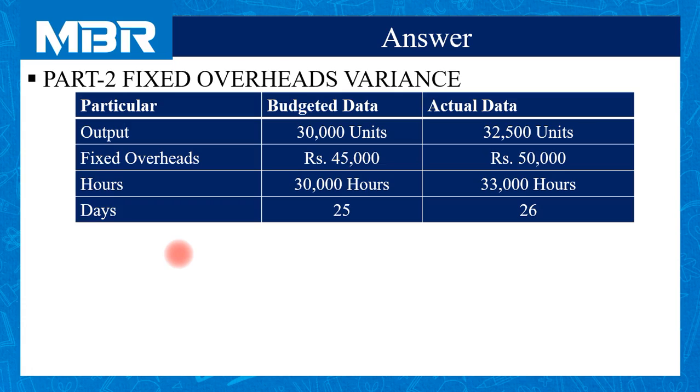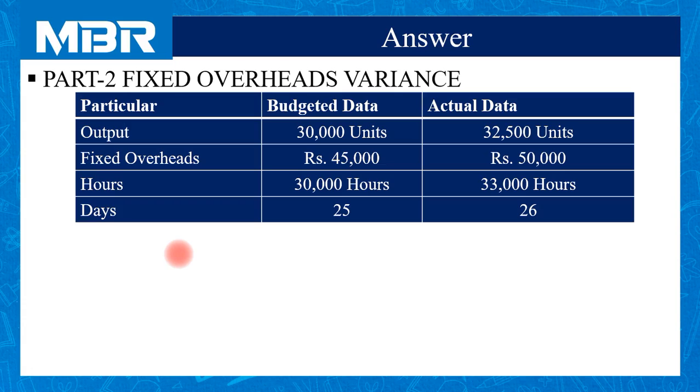Fixed overheads, obviously we need this information because we need to calculate all the variances related to fixed overheads. Rupees 45,000 budgeted, while actual is 50,000. Working hours remain the same in both, 30,000 hours and 33,000 hours. In addition to this information, we also need information related to days, and it is given by the examiner in the question, which was useless at the time of calculation of variable overheads variance. But for fixed overheads variance, we are in need of information related to days if it is given. Budgeted 25 days, actual 26 days.